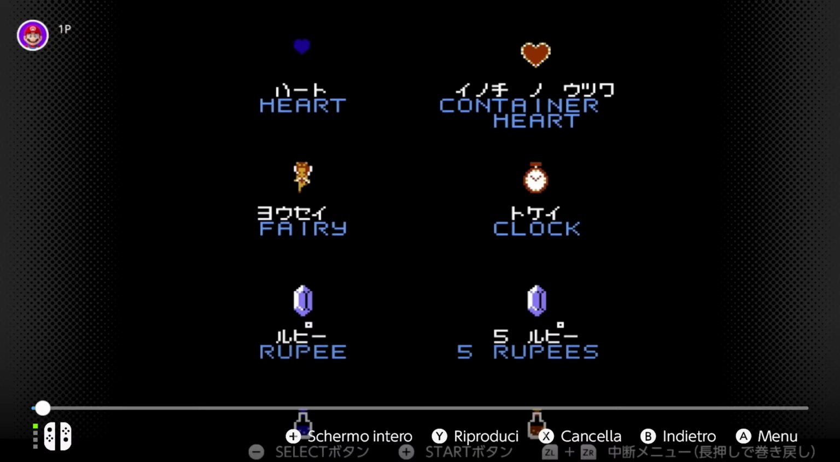No, the possessive particle, so of life, and then utsuwa, unaccented, which means bowl, vessel, but yes, also container in general. And so yes, we have heart container, hearts container. Inochi no utsuwa.